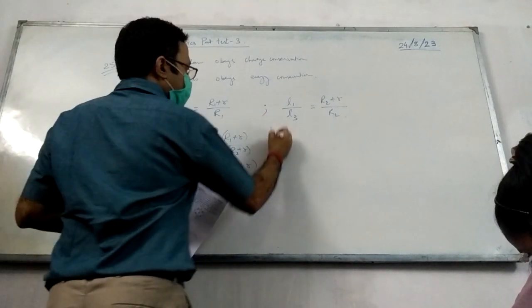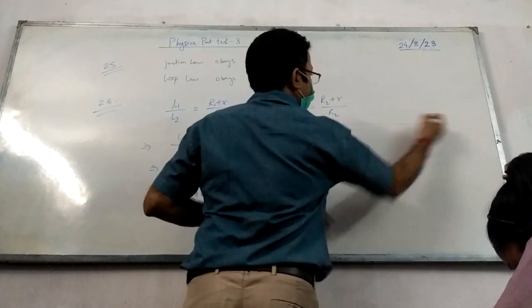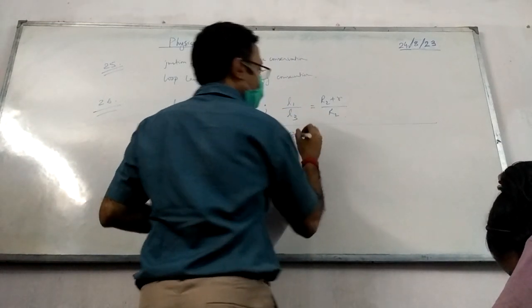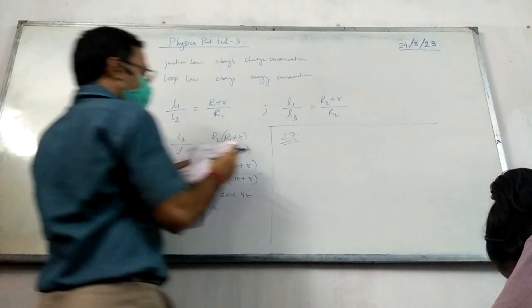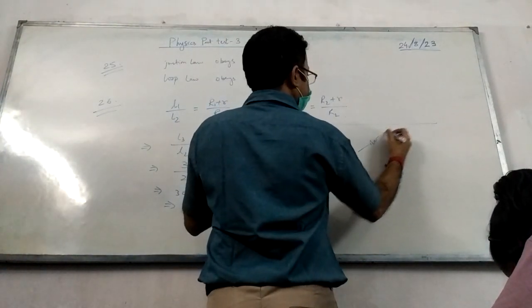The last question, question number 27. क्या बोला है 27 में? बोले हैं the adjoining figure shows a balanced Wheatstone bridge. Calculate the value of R. So balanced Wheatstone bridge में you know the arms have the same ratio of resistances.